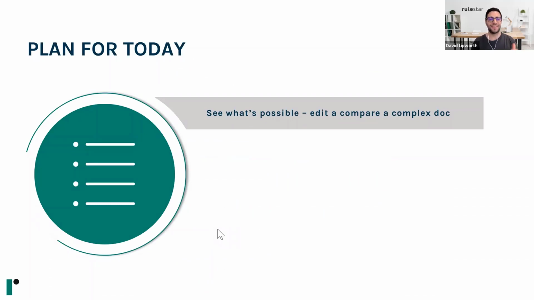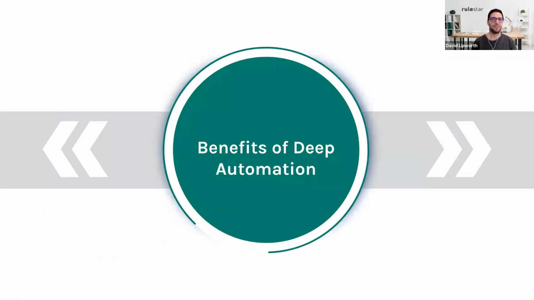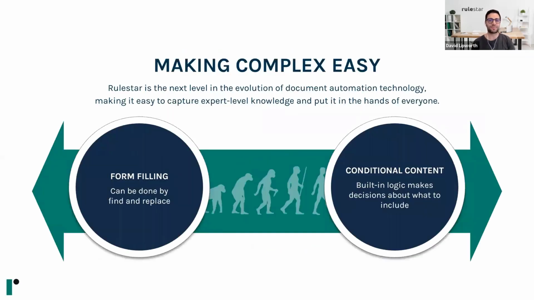So you've now seen what's possible, right? So we've gone and edited a really complex document. We've run a comparison so you can see how much the system is able to handle automatically. Now let's talk about the benefits of this kind of really deep automation. Why should you bother to do this? Why should you put the effort in to automate your documents like this?